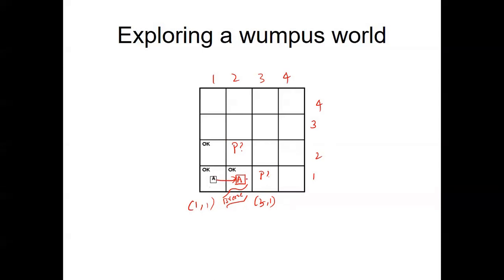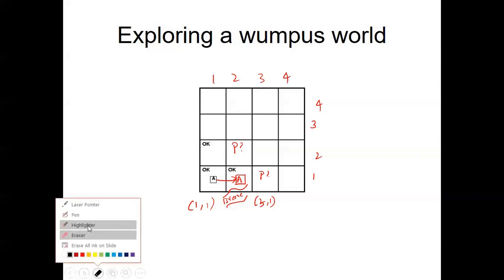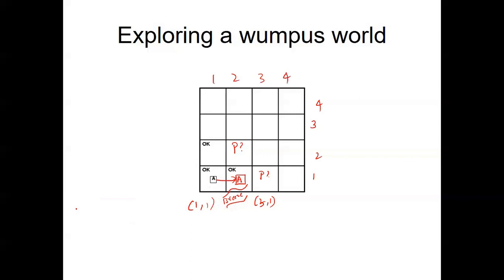Now the agent cannot take the risk. If he goes here or here, there is an equal probability of getting into a pit. So this is pretty risky. So the agent cannot make any decision here. What the agent will do is go back. The agent will go back to this A state.